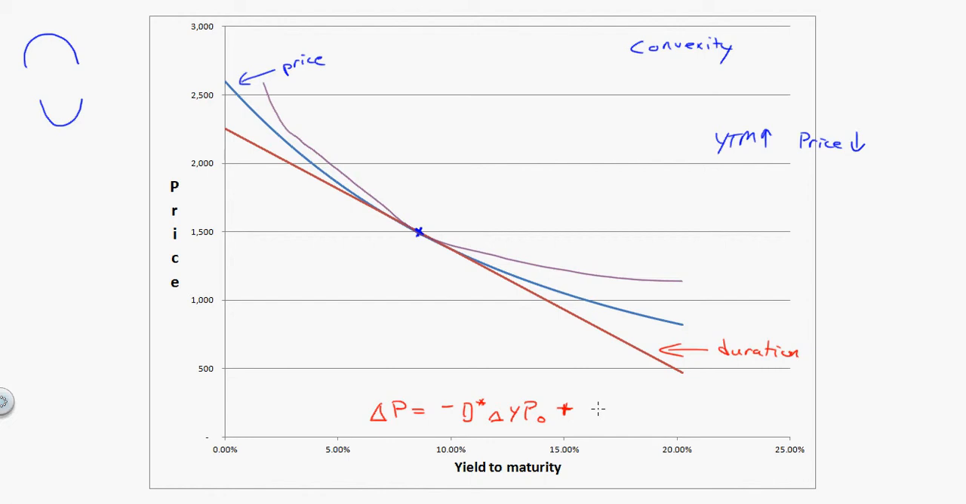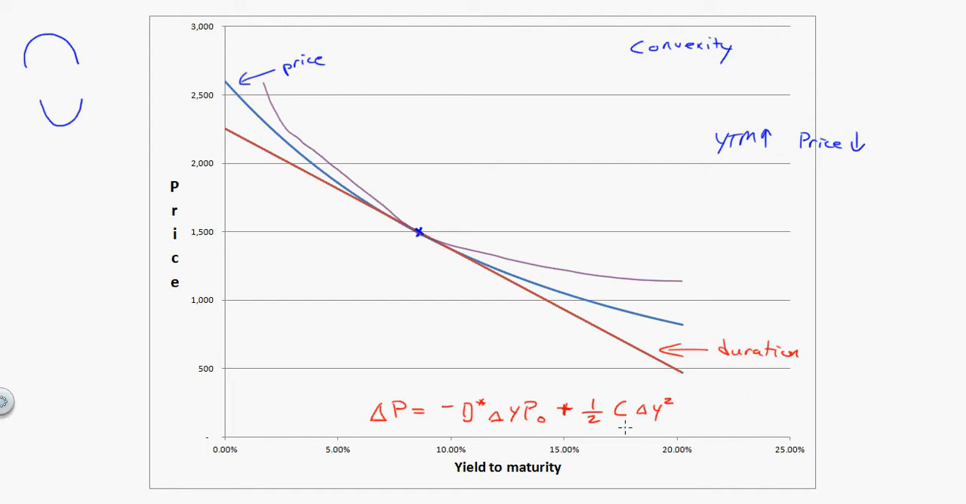Oh, by the way, the formula for convexity is a footnote in your book. It's a long, nasty, cumbersome formula. I'm not going to have you work it out. You can all do it. It's just tedious, and it's tedious enough to do the duration. I won't torture you anymore. So if I'm doing that Taylor series expansion, it's plus 1/2 convexity times the change in yield squared.